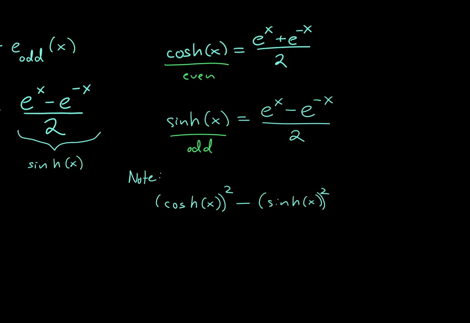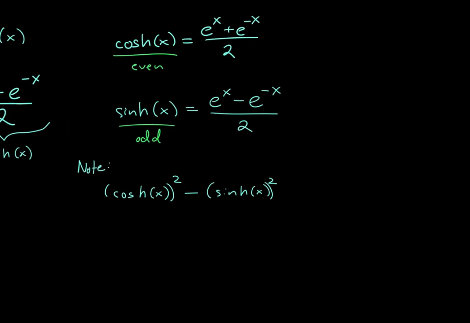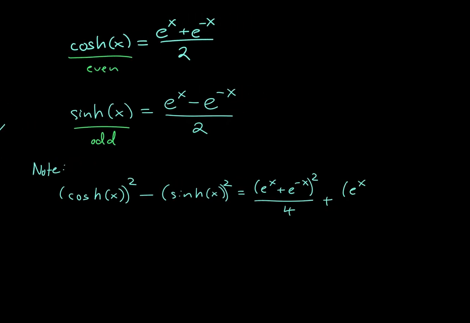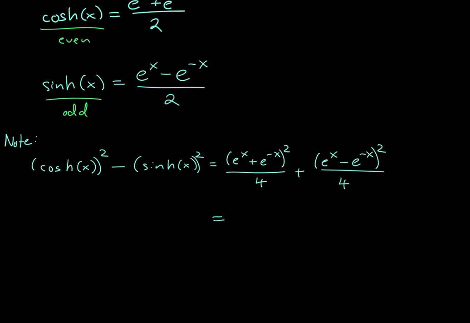We hope that this equals 1 in order for our definition to make any sense. Well, let's find out. This is going to be (e to the x plus e to the negative x) squared, all divided by 4, plus (e to the x minus e to the negative x) squared, all divided by 4. A little bit of algebra will show you this.